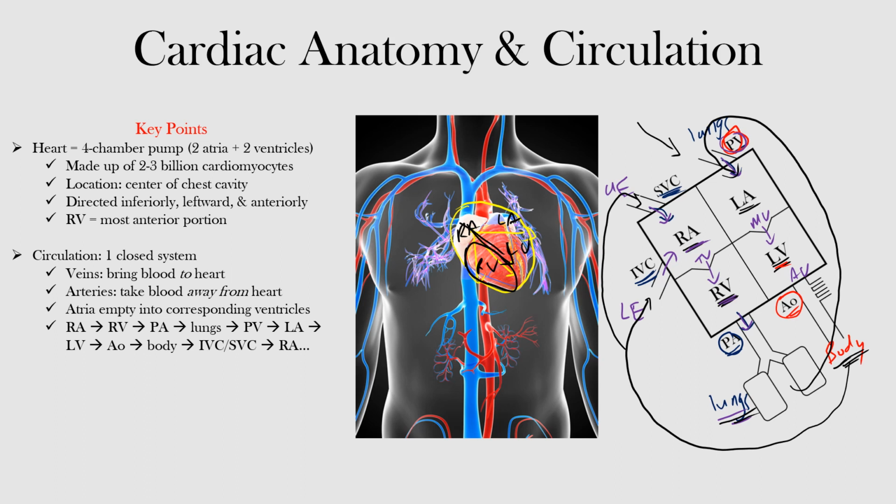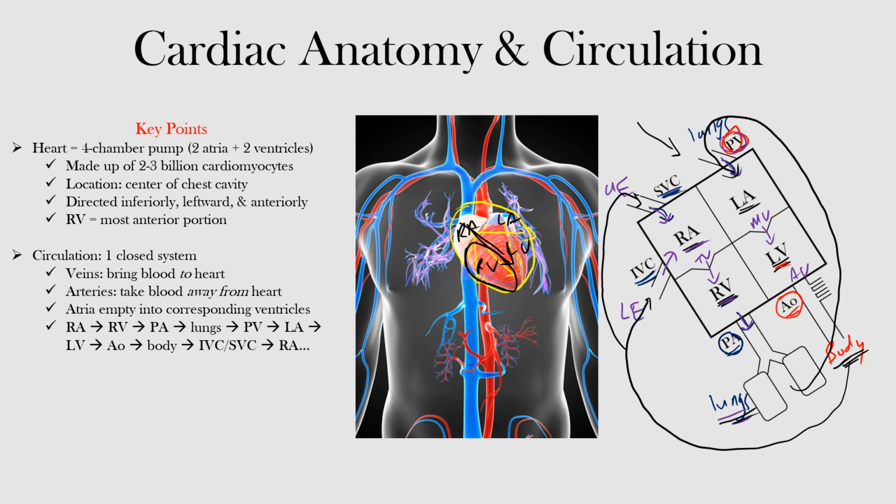So let's briefly review what we discussed before we end. So again, the heart, as we've seen, is a 4-chamber pump. It's made up of 2 atria and 2 ventricles. We said it's made up of 2 to 3 billion cardiomyocytes. When we say cardiomyocytes, those are actually the muscle cells. That doesn't include fat cells and all the others. So that's 2 to 3 billion. That's quite a bit.